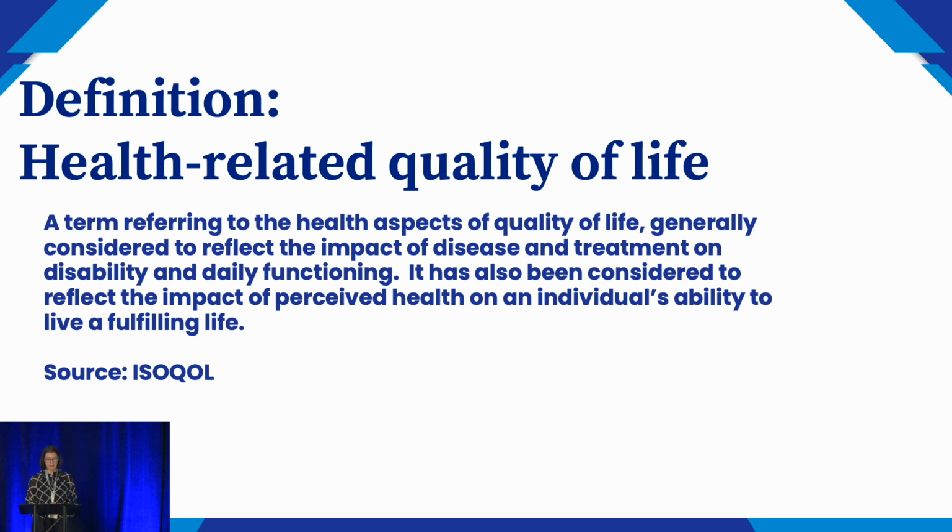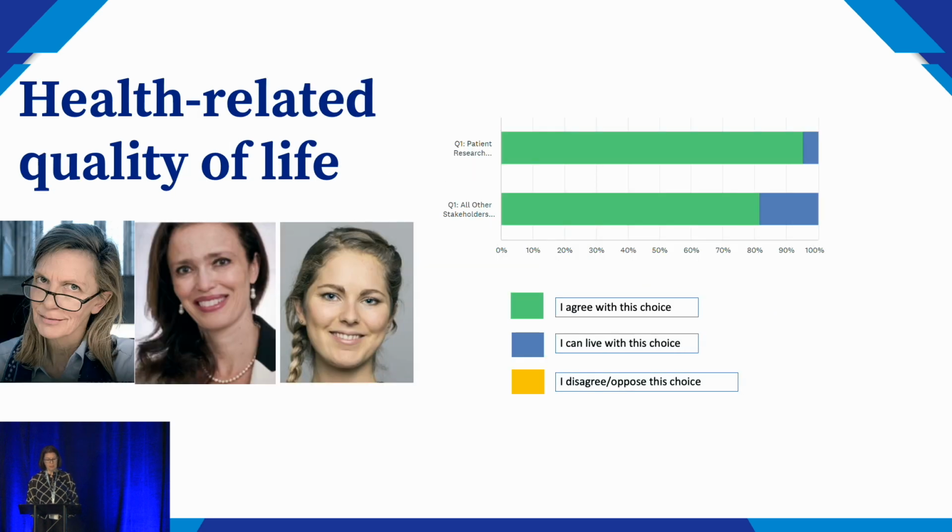Next is health-related quality of life, and the definition: a term referring to the health aspects of quality of life generally considered to reflect the impact of disease and treatment on disability and daily functioning. It has also been considered to reflect the impact of perceived health on an individual's ability to live a fulfilling life. And the source of this definition is ISOQOL. And our leaders for this are Sabrina Mai-Nielsen, Annalise Boonin, and Andrea Doria.